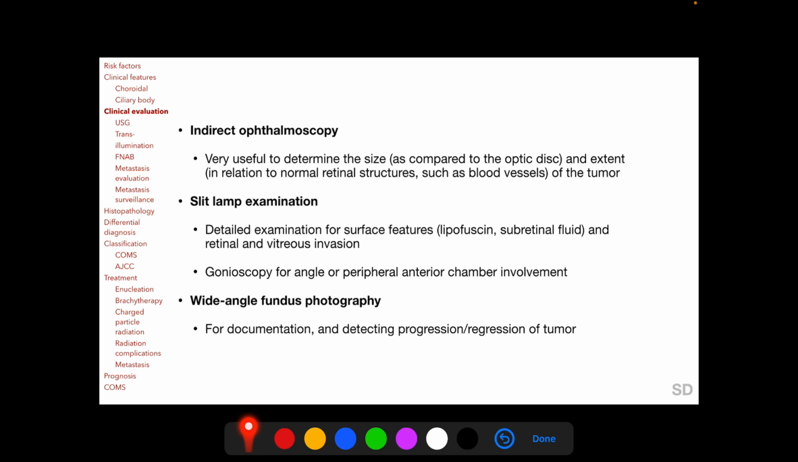Slit lamp examination allows for a detailed examination for surface features such as lipofuscin and subretinal fluid, and to detect retinal and vitreous invasion. Gonioscopy helps us to detect angle or peripheral anterior chamber involvement. Wide-angle fundus photography is important for documentation and detecting progression or regression of the tumor over time.